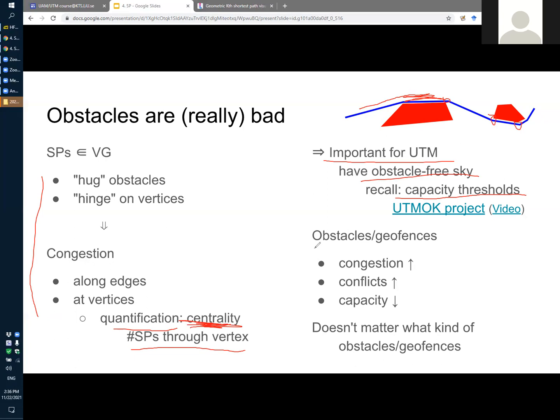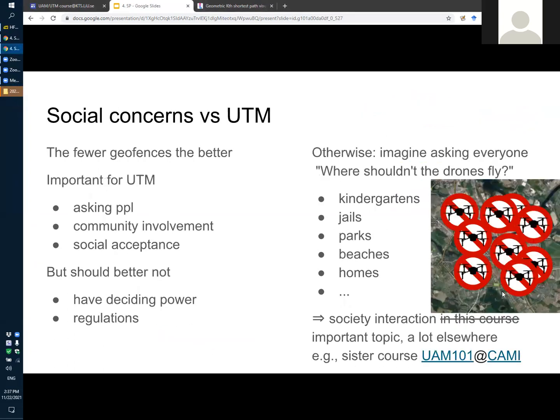Some of the obstacles are there, the terrain, the buildings, but some of the obstacles you're creating yourself. You create a geofence, thinking, oh, I want to make sure that the drones don't fly near me. I'm surrounding myself with a geofence. Well, guess what? There will be all these paths taking the shortest path and going through a particular vertex, creating lots of noise and many other things. So high congestion, many conflicts. The capacity goes down. Again, it doesn't matter whether it's an artificial obstacle or the obstacle that was there. Obstacles are not just bad, they're really bad.